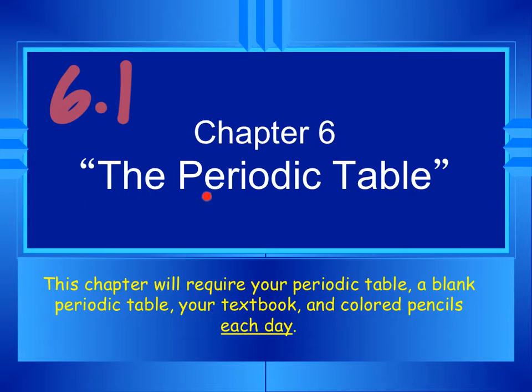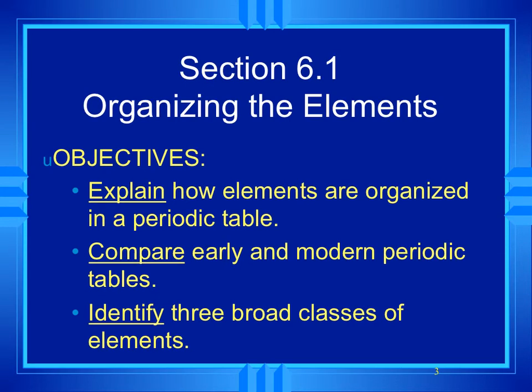Today's lecture will be talking about the history of the periodic table, and this goes along with your 6.1 fill-in-the-blank notes. The objectives for this lesson include explaining how the periodic table is organized, describing how early periodic tables were organized and how we currently organize the periodic table, and discussing the three broad classes of elements on the periodic table.